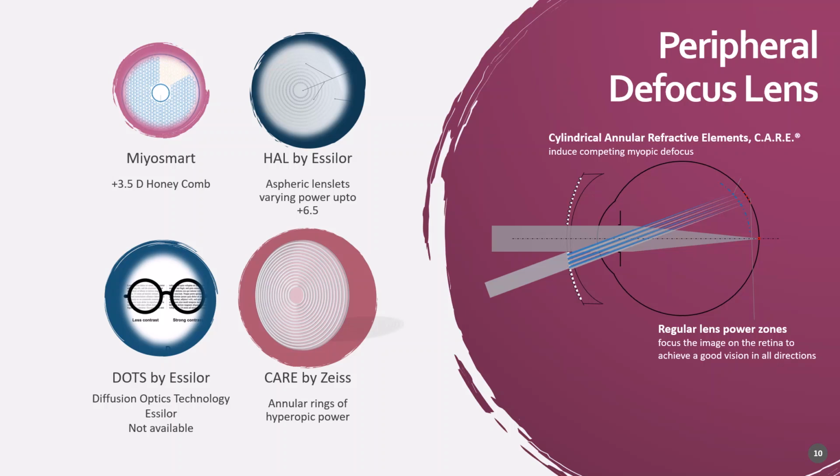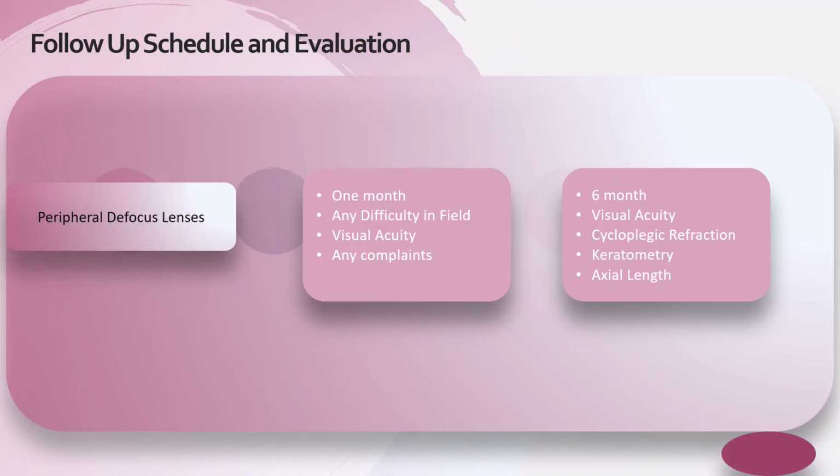If you ask me about the success ratio, almost 90% of the patients do have myopia slow down by 60 to 70%. But there are few patients who do progress despite using glasses, and you can add atropine. Bulk of our patients are on combination therapy, and once both of them are not working, we switch over to orthokeratology. So this is typically a follow-up schedule and evaluation for peripheral defocus lenses.